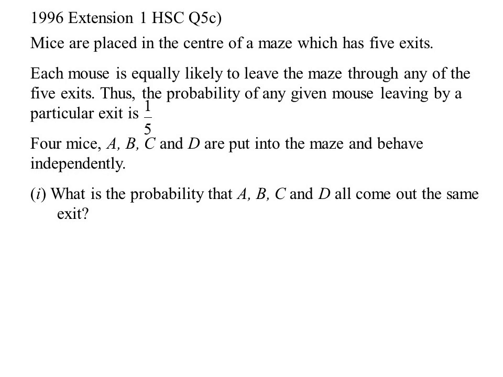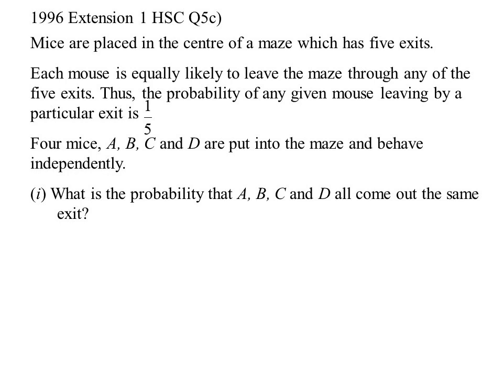We're going to put 4 mice in there, let's just call them A, B, C and D. And they behave independently. So one mouse is not going to say, oh look, that mouse is going that way, I'll follow it. No, they're totally independent. They decide which one they're going to go through. What's the probability that A, B, C and D all come out the same exit?